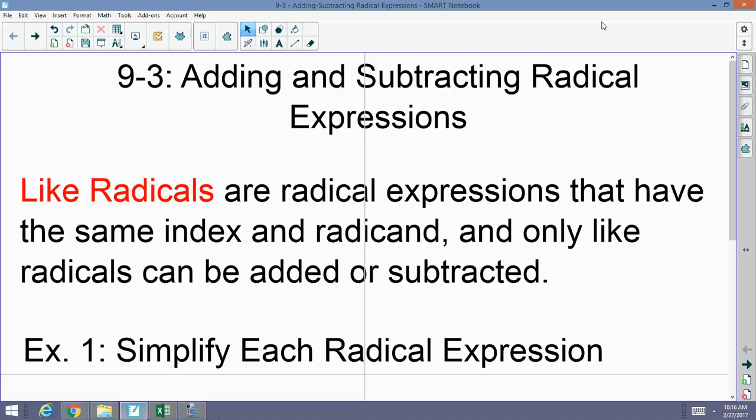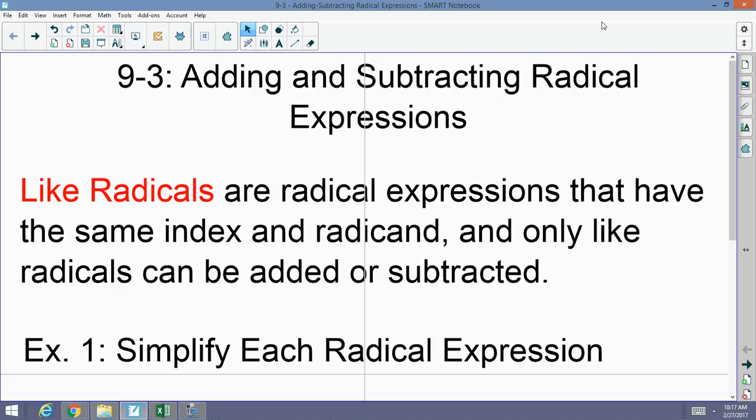Today, guys, we're going to wrap up the first half of this chapter, and we're going to learn how to add and subtract radical expressions. And it's kind of easy, okay? Adding radicals is almost identical to adding terms, okay?